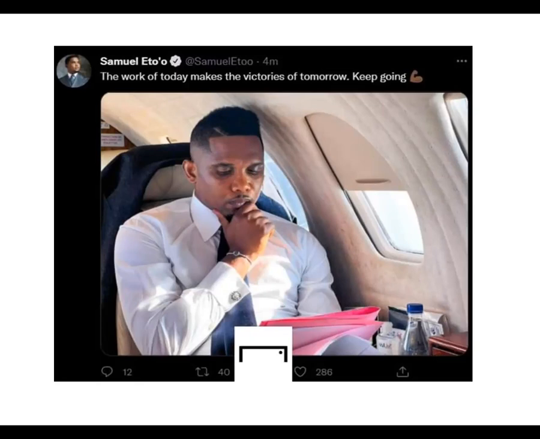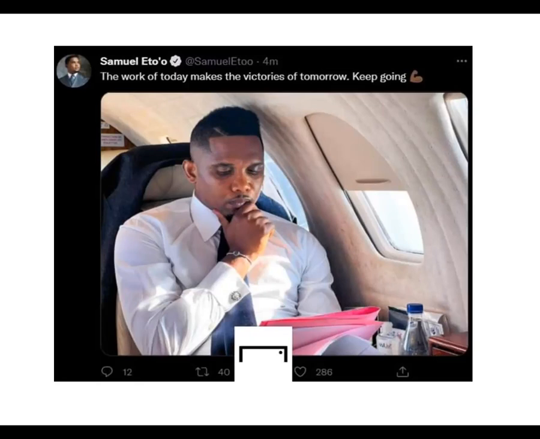He's saying that the work of today makes the victories of tomorrow. So keep going. It is true that you might be in difficult times now trying to learn how to trade the Forex market. Things might be tough. You might be struggling. It may seem you are not finding the way. Some may even tell you this is a scam. Why don't you stop this thing? Why will you keep throwing money away? Why will you keep losing money and you won't stop this?